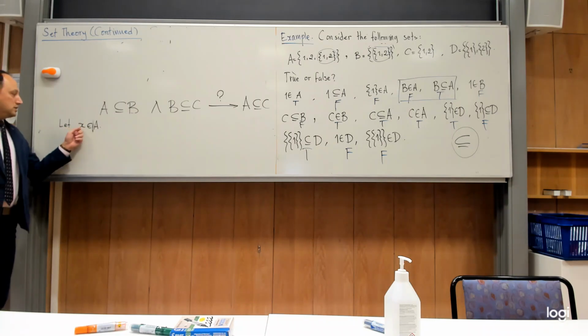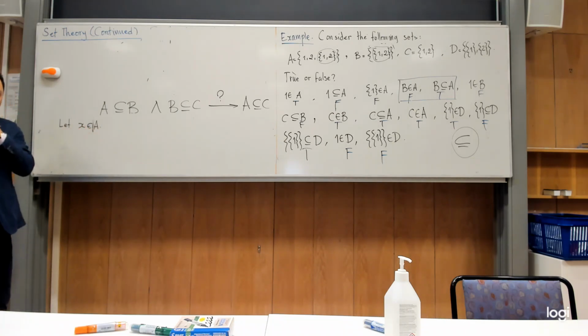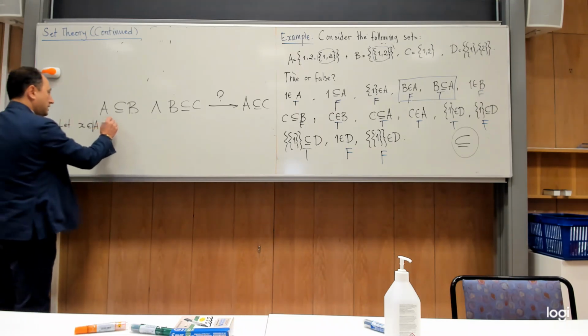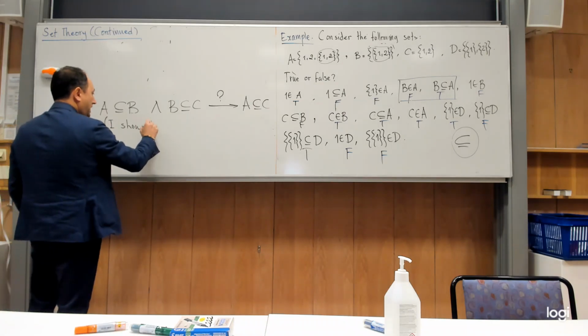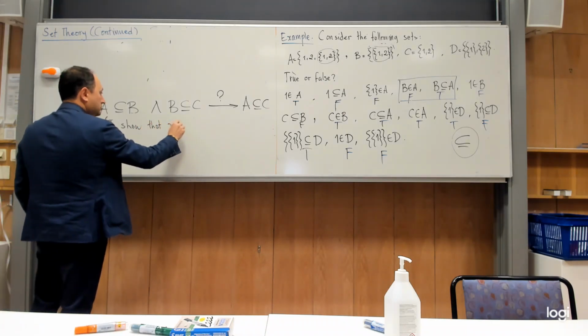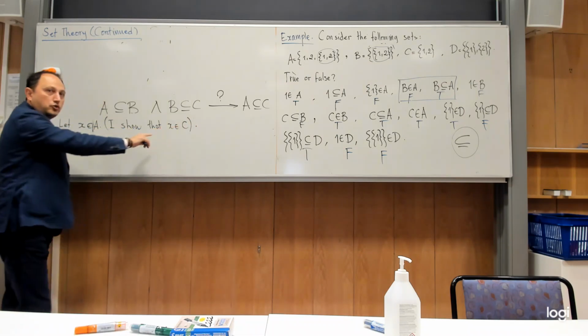Do I know what is X? No, I am just telling you that let me take one element from A, let me call it X. I show that this X belongs to C, then I am done. Agree? I show that, you don't need to write it down, but to emphasize, I show that X belongs to C. If I can show this, then I am done.